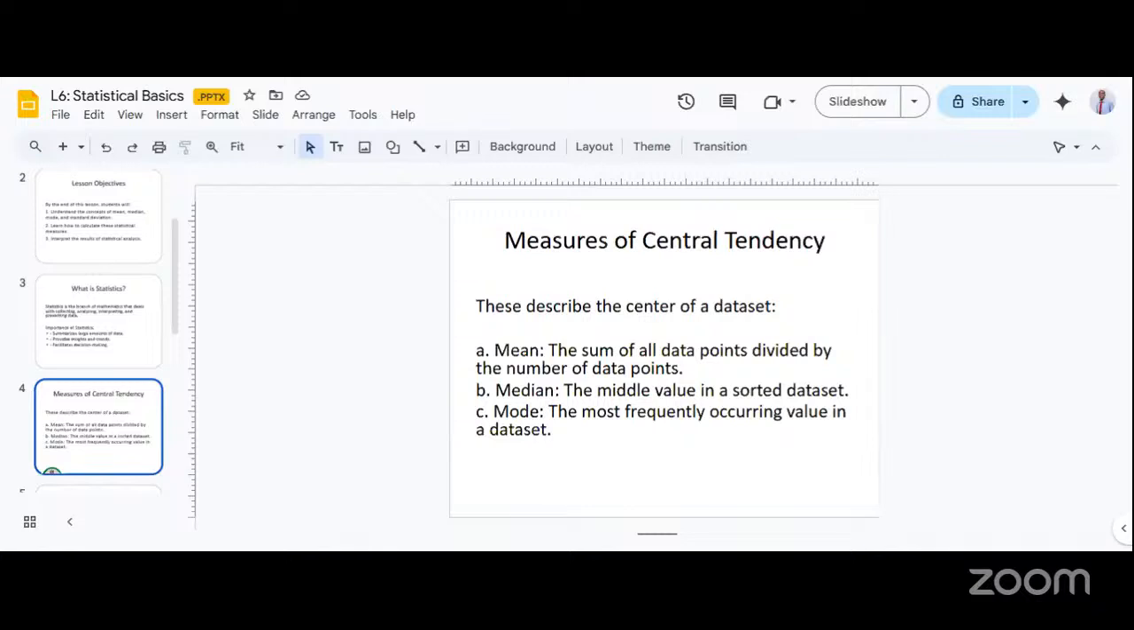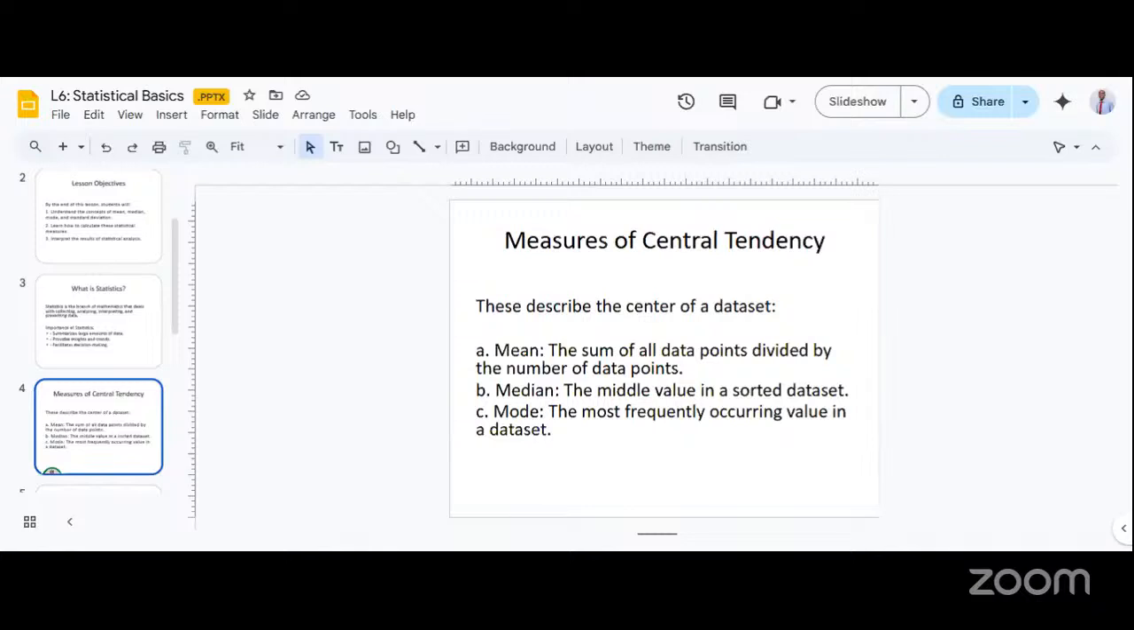Mean can also be called average. In basic mathematics, it's usually called average, but statisticians refer to it as mean. So the everyday person would usually call it average, but it's still the same thing. Mean, average, it's still the same thing.